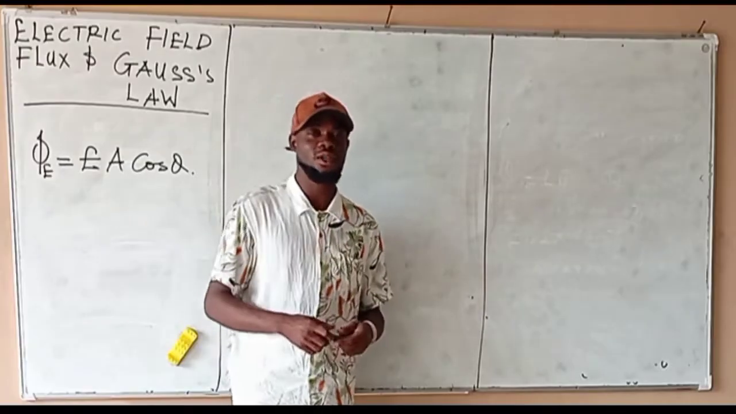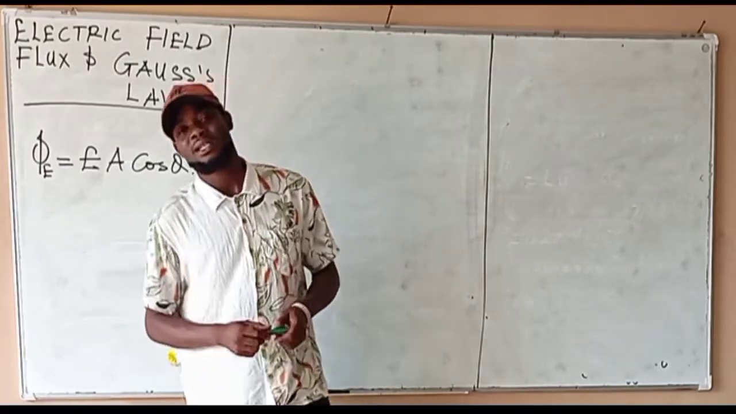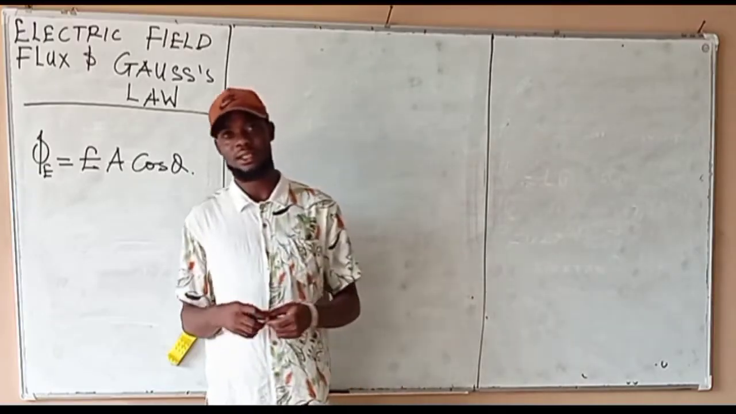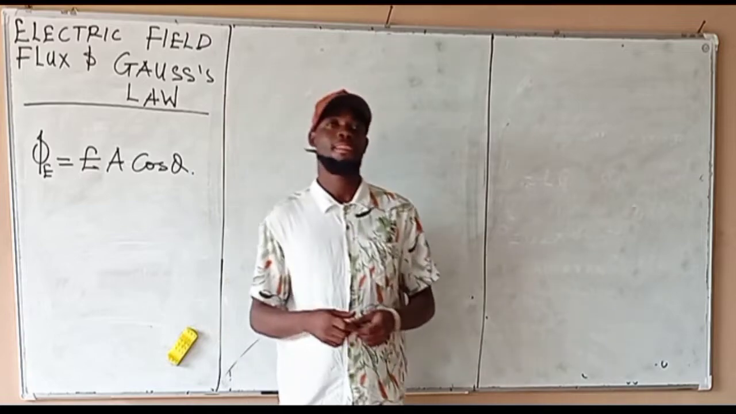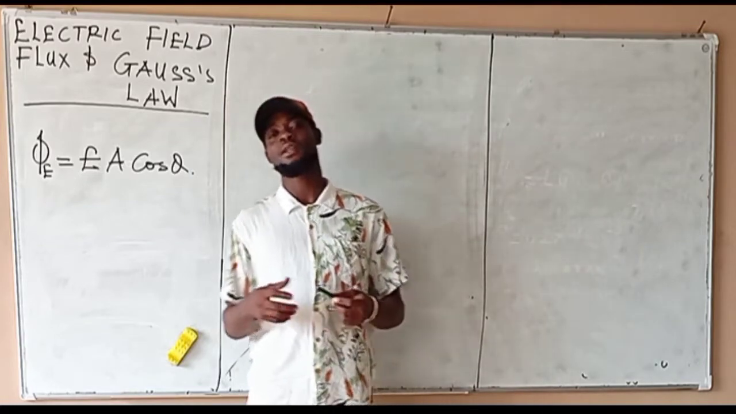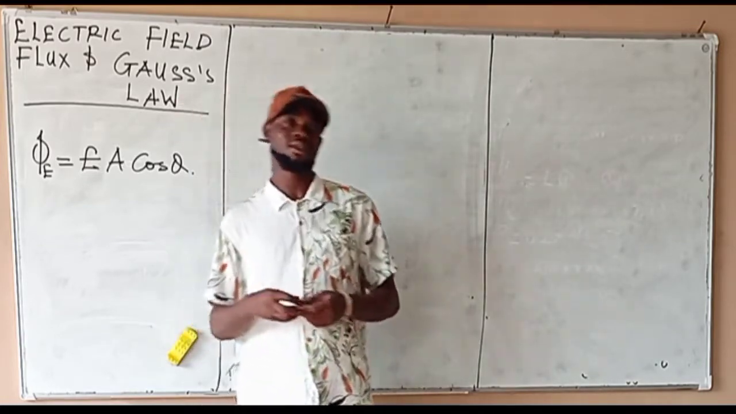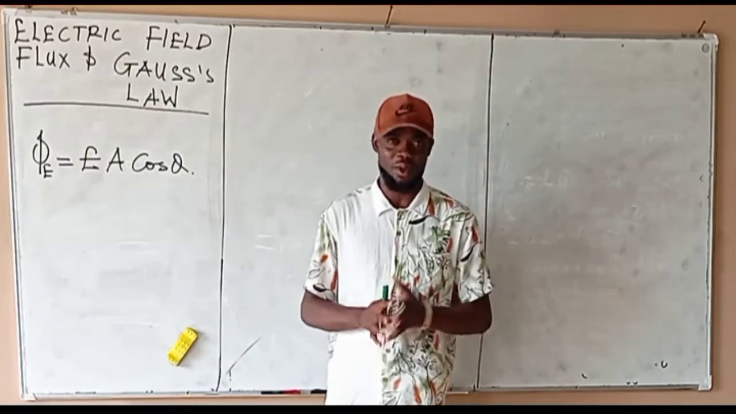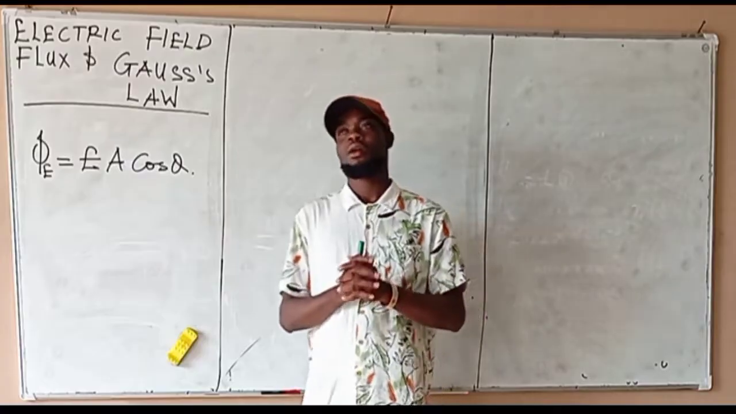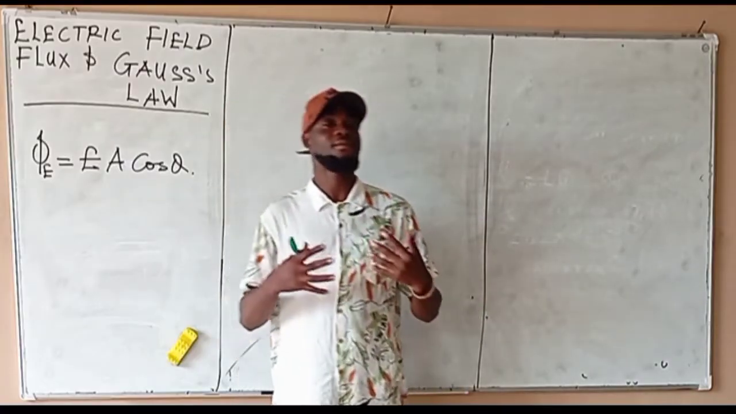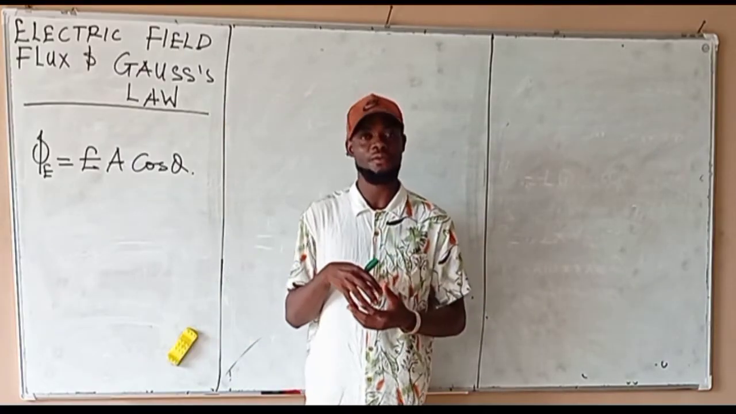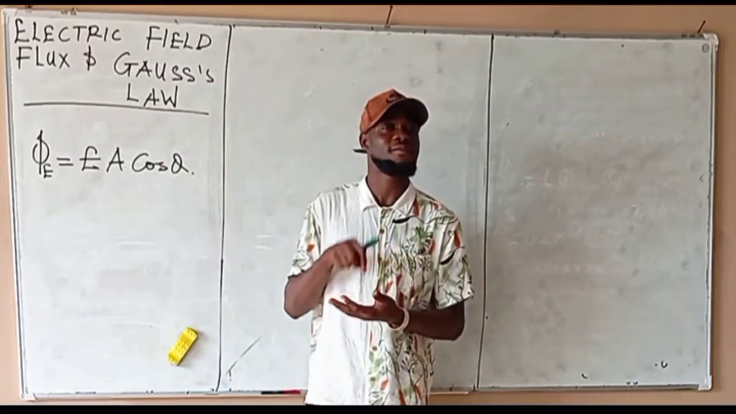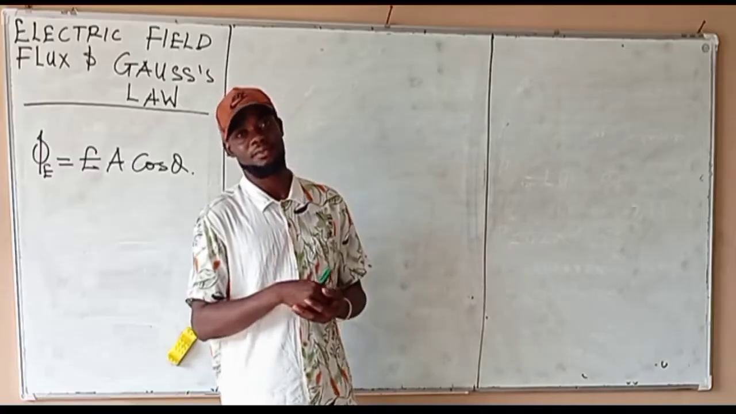Electric field flux can be defined as the total number of field lines that pass through a given surface, or the number of field lines that emanate from a given surface with a known area. Mathematically, we take the field flux as the product of the electric field times the area from which that field is emanated.